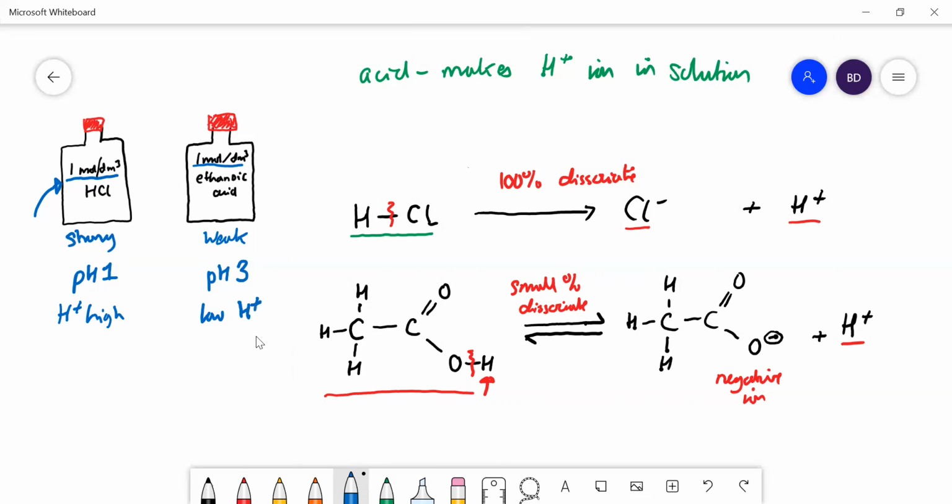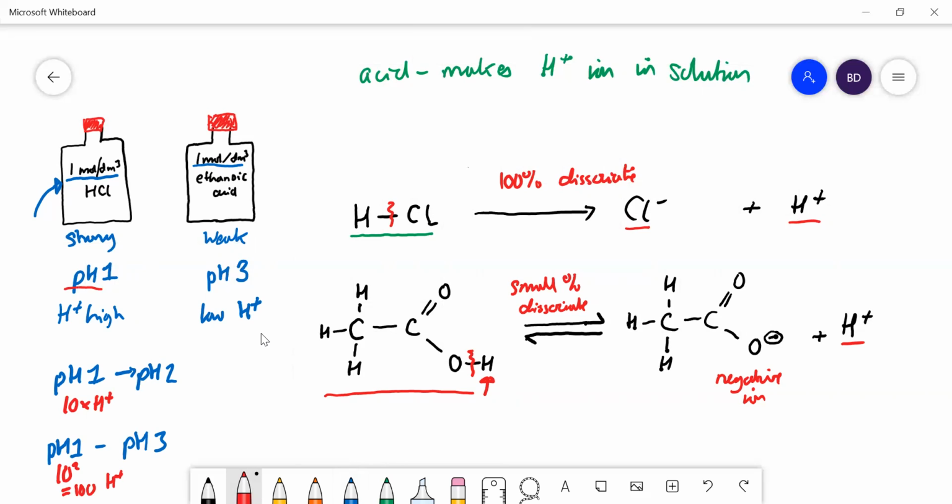And if you remember, the pH scale is a logarithmic scale. So if you go from pH 1 to pH 2, in the pH 1, you've got 10 times higher H plus ion concentration. And likewise, if you go from pH 1 to pH 3, well, that's 2 units. It's 10 squared times higher. In other words, that's 100 times higher hydrogen ion concentration. And if you did 3 units, it'd be 10 to the power of 3, 1,000 times, and so on. So you may think there's not much difference between pH 1 and pH 3, but there's a 100-fold difference in the hydrogen ion concentration.